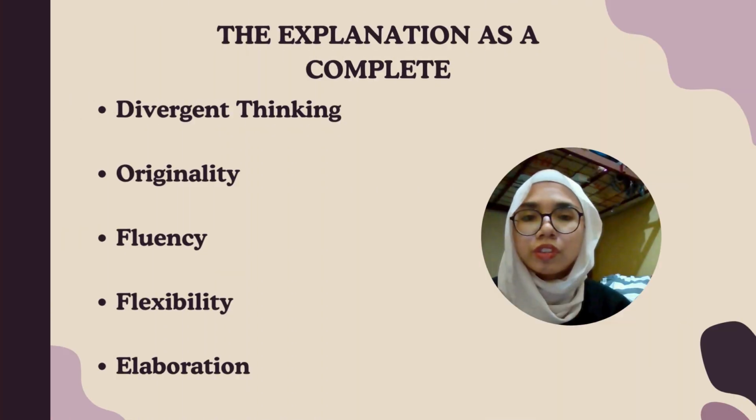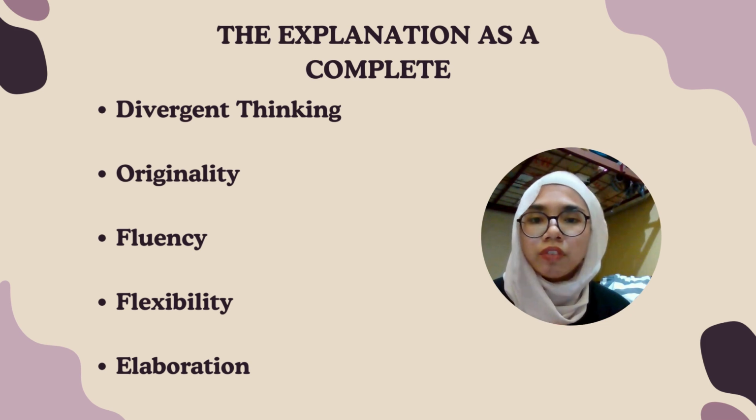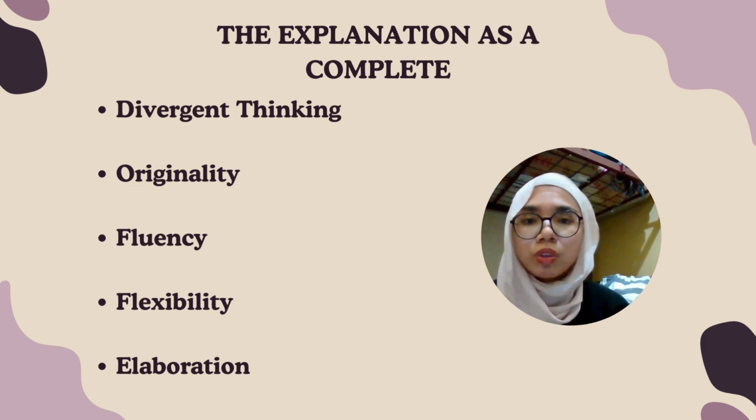Okay, next for the content, the explanation is a complete: divergent thinking, originality, fluency, and flexibility, and also elaboration. So we have five. The explanation is complete. Okay, so I will start with divergent thinking.